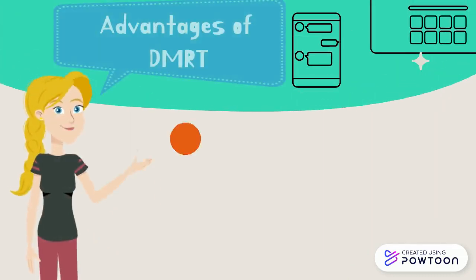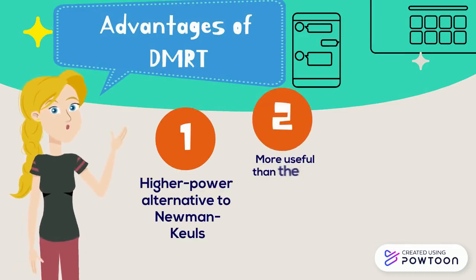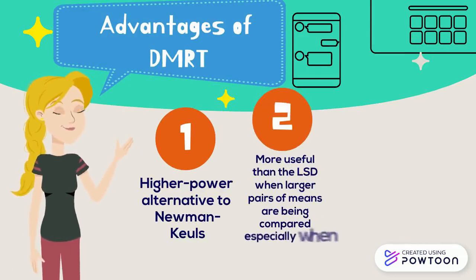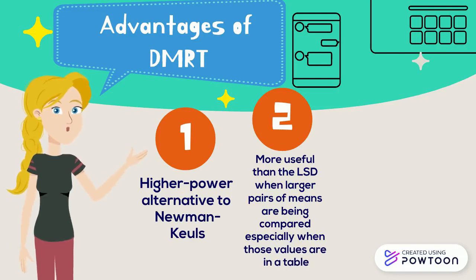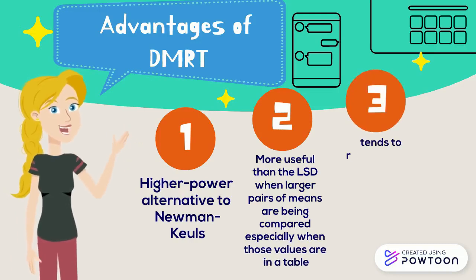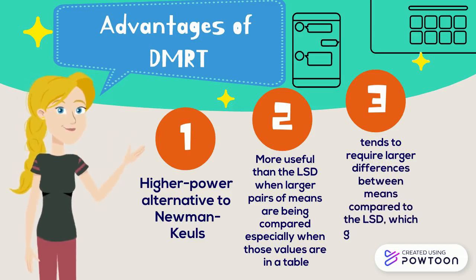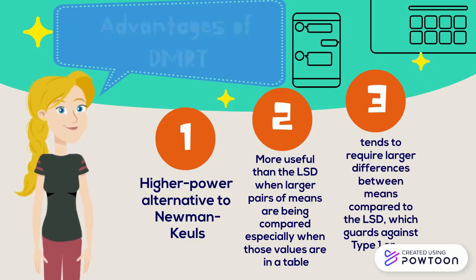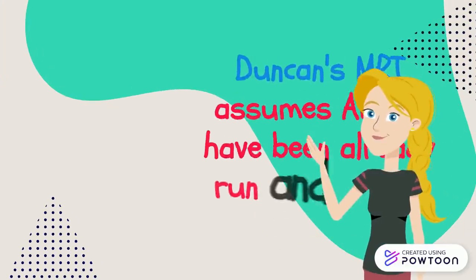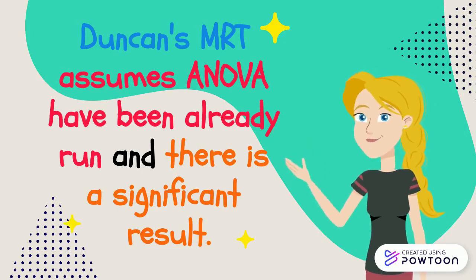The test has a higher power than the Newman-Keuls. It's more useful than the LSD when larger pairs of means are being compared, especially when those values are in a table. The MRT tends to require larger differences between means compared to the LSD, which guards against type 1 error. The MRT assumes you have already run ANOVA and you've got a significant result.